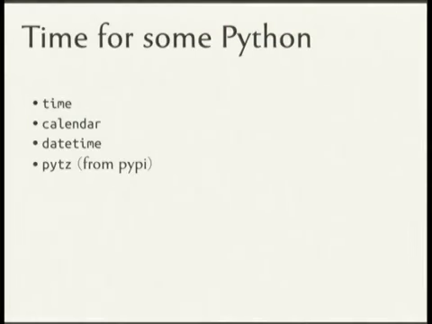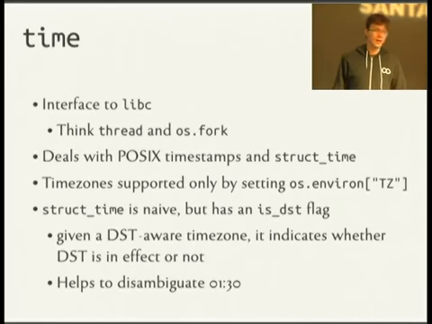So let's get on to the Python. There are three modules in the standard library that really deal with dates and times: time, calendar, and datetime. And there's also pytz from PyPI, which is incredibly useful for dealing with time zones. Time is really an interface to libc. It's like the thread module and os.fork. It provides just a base interface. The time module, as far as I know, is actually implemented in C in Python. It's not a Python standard library module, it's a C module.